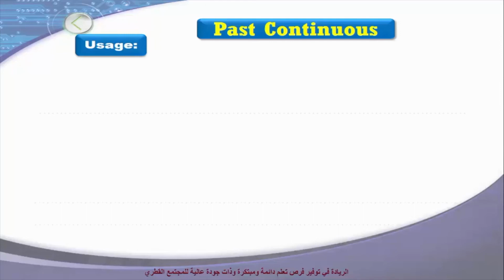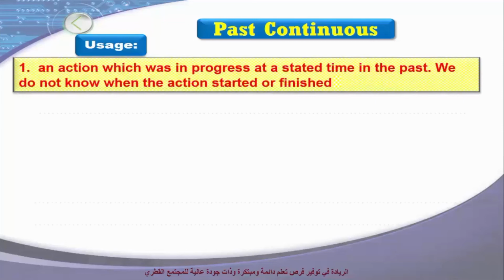Number 1. An action which was in progress at a stated time in the past. So we don't know when this action started or when it finished. Look at the example. I was sleeping at 3 o'clock yesterday. So at a specific time, which is 3 o'clock, I was sleeping.